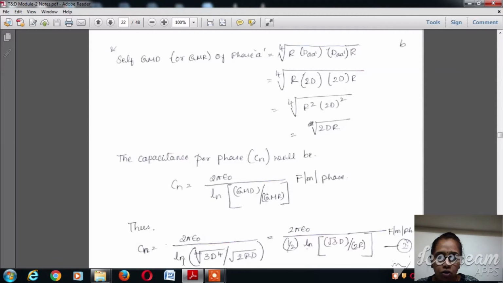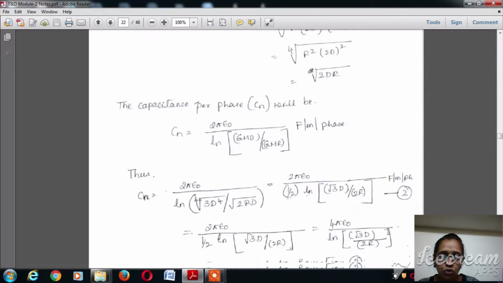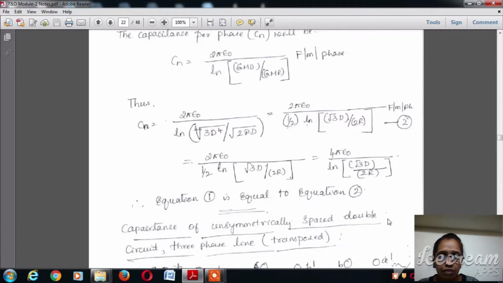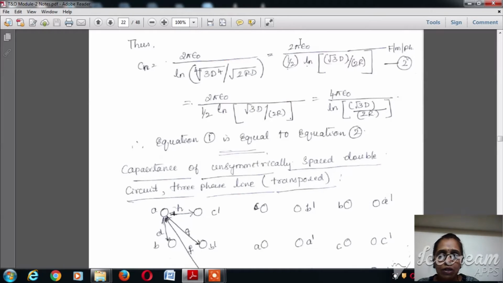That is 2 pi epsilon naught divided by ln, that is half, if we take half as a common factor, that is half into ln square root of root 3d divided by 2r. So farad per meter per phase, that is equation 2. Now if we simplify it further, we are going to get 2 pi epsilon naught divided by half into ln into root 3d divided by 2r, that is nothing but equal to, 2 will go to the numerator, 4 pi epsilon naught divided by ln into root 3d divided by 2r.